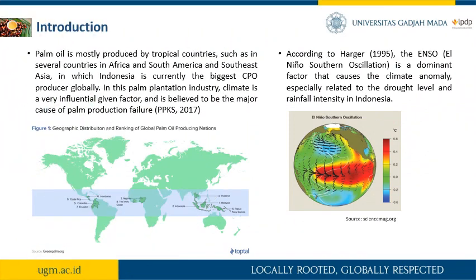Palm oil is mostly produced by tropical countries such as in several countries in Africa and South America and Southeast Asia, in which Indonesia is currently the biggest CPO producer globally. In this palm plantation industry, climate is a very influential given factor and is believed to be the major cause of palm production failure. Figure 1 shows the geographic distribution and ranking of global palm oil production nations. According to Harvard 1995, ENSO or El Nino Southern Oscillation is a dominant factor that causes the climate anomaly, especially related to the drought level and rainfall intensity in Indonesia.